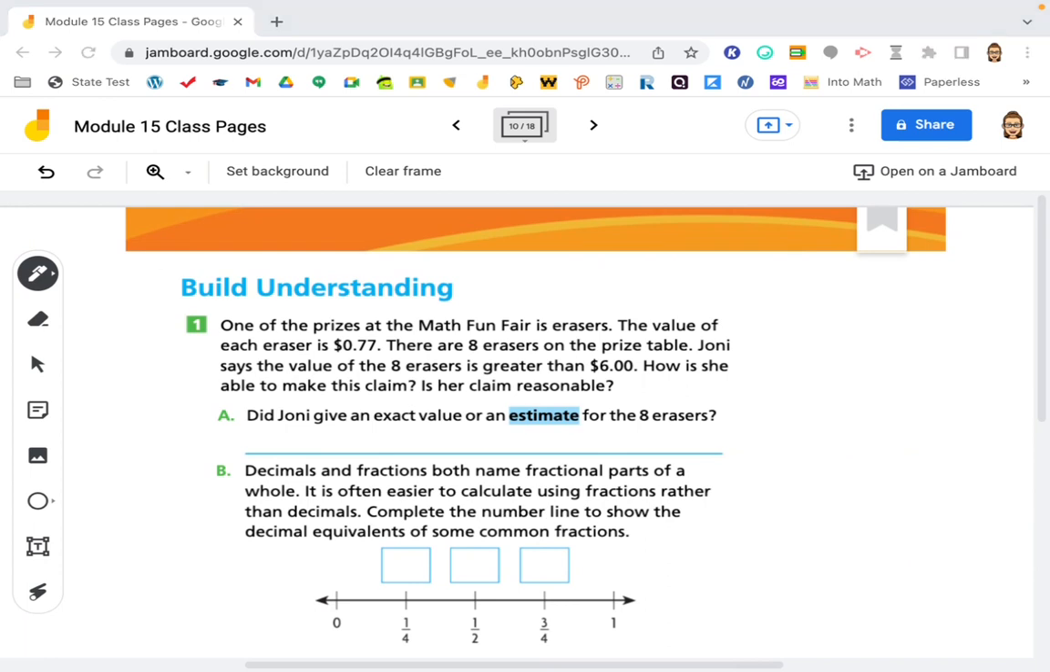Okay, it says one of the prizes at the Math Fun Fair is erasers. The value of each eraser is 77 cents. There are 8 erasers on the prize table. Joni says the value of 8 erasers is greater than $6. How is she able to make this claim? Is her claim reasonable? Did Joni give an exact value or an estimate for the 8 erasers? Well, she's saying it will be greater than 6, so that would be an estimate.